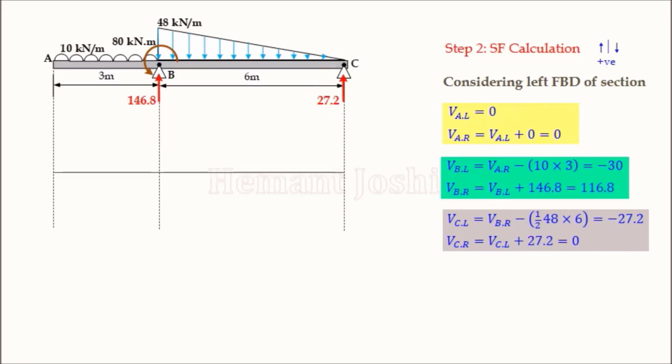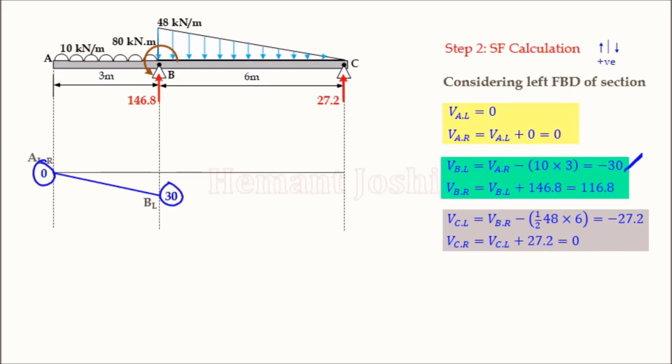Now let us plot the shear force diagram, as we plotted for the earlier example. Baseline is taken. The first value is A left, it is 0. The second value is A right, it is again 0. So A left and right both values are 0 here. Next point is B. So this value we are going to plot. B left, it is minus 30. So plotted below the baseline. Joining this point and this point.